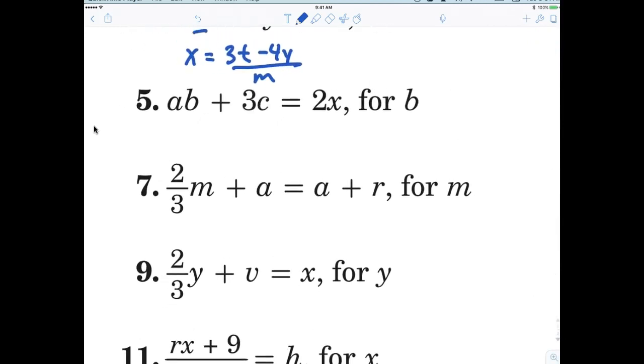Maxine. Okay. Can I say the answer? B equals negative 3c plus 2x over a. Negative 3c plus 2x over a. Perfect, right? If you wrote 2x minus 3c, is that still correct? Yes. But she wrote it in alphabetical order. It doesn't have to be in alphabetical order.